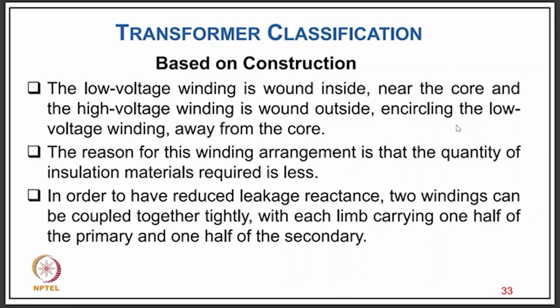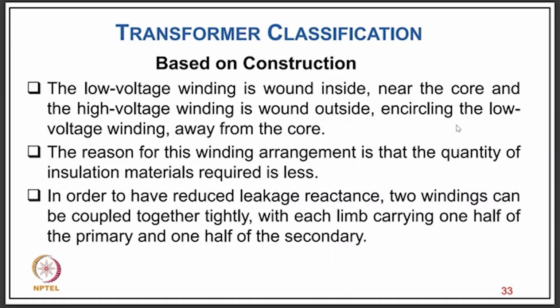You can call it the thickness of insulation or type of insulation. The reason for this winding arrangement is that the quantity of insulation material required is less, and in order to have reduced leakage reactance, two windings can be coupled together tightly with each limb carrying 1/2 of the primary and secondary on the same limb. This has already been mentioned many times.